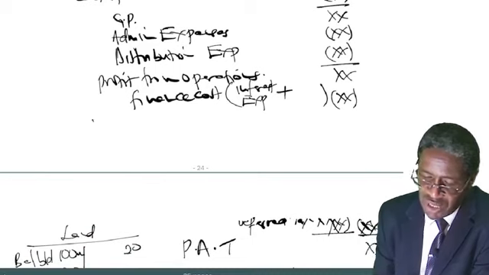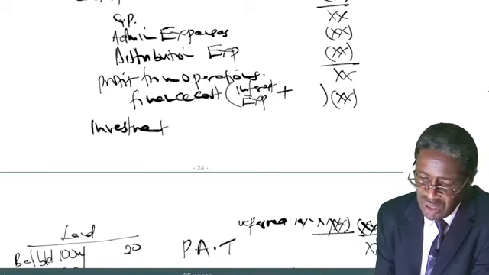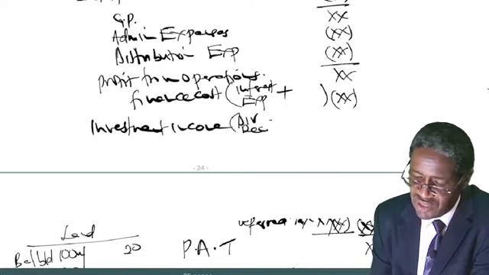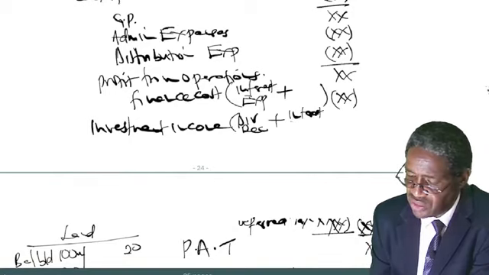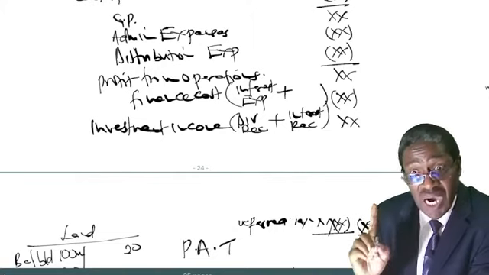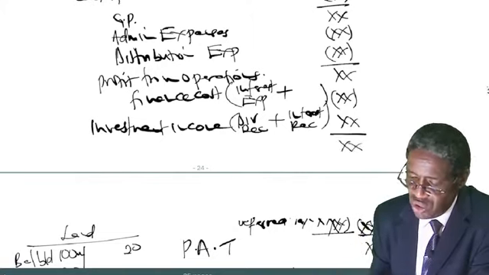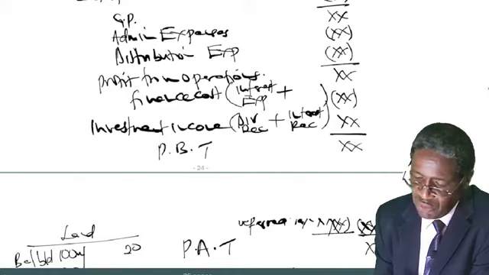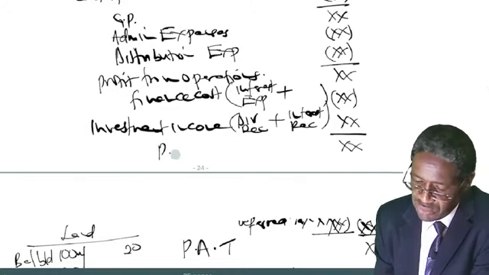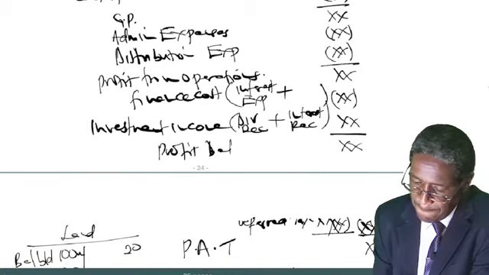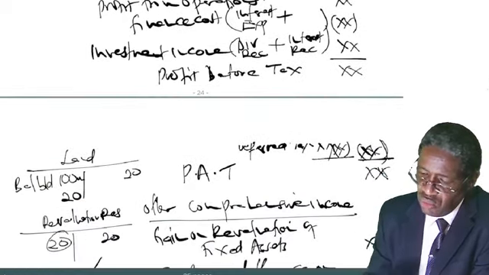Next, I've talked about investment income. This could be in form of dividend received or interest received. I told you, add. Get what we were calling profit before tax. Profit before tax. Then I told you, you minus the tax now.